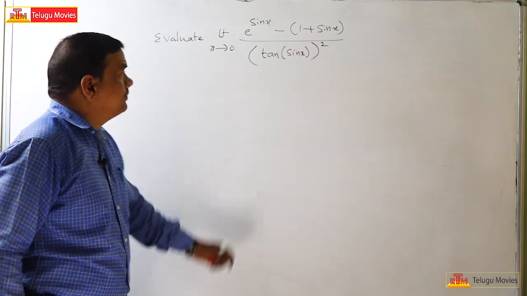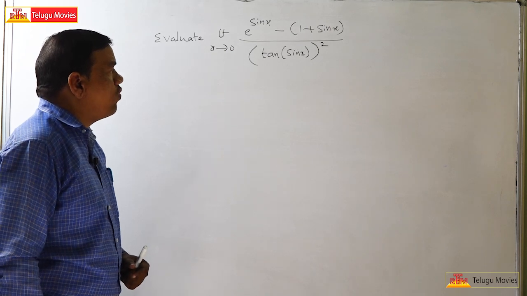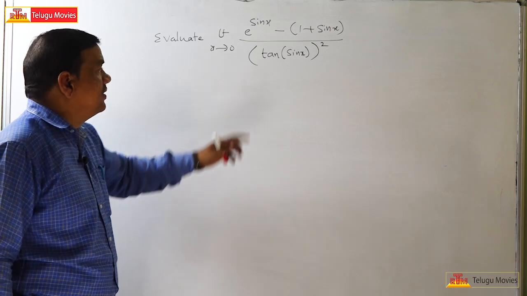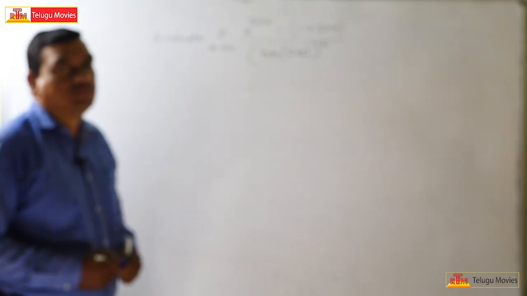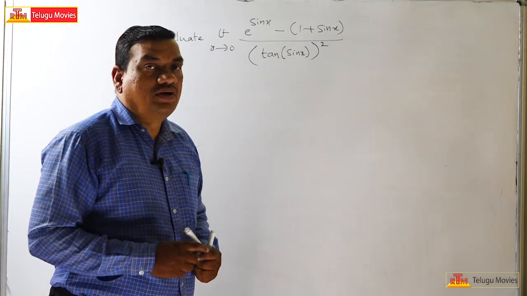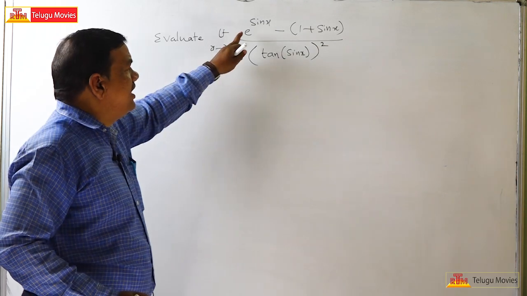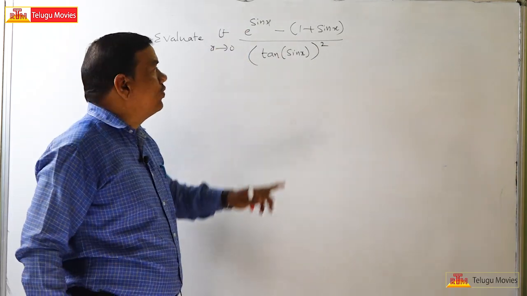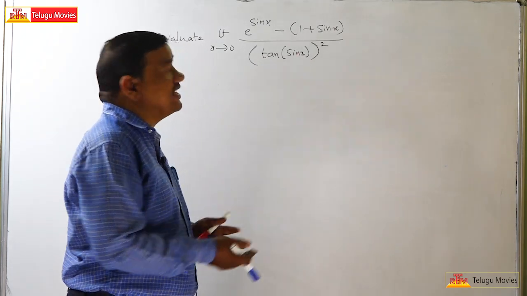Welcome to this problem. Limit x tends to 0 of e power sin x minus of 1 plus sin x upon tan of sin x whole square. Then how to do this problem? This type of problem will definitely be asked in your JEE Mains examinations. See here, e power x expansion we know, 1 plus, and tan x expansion we know.